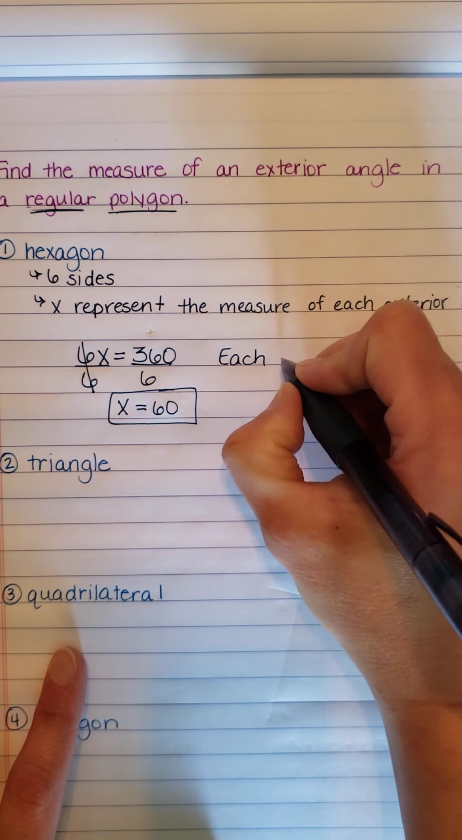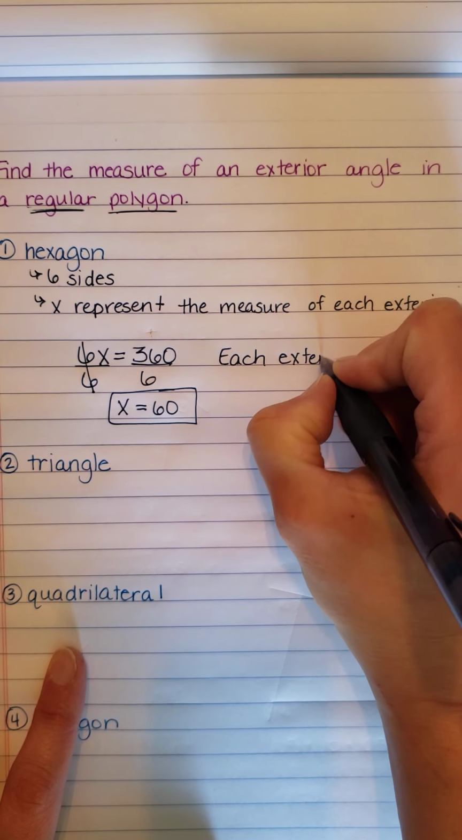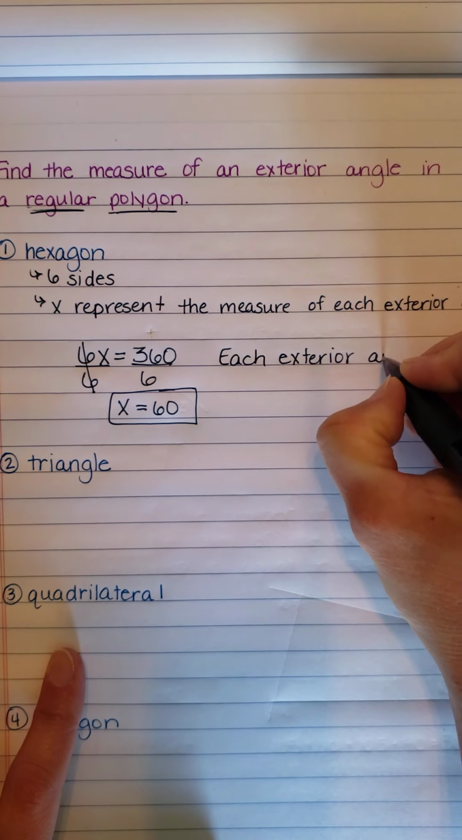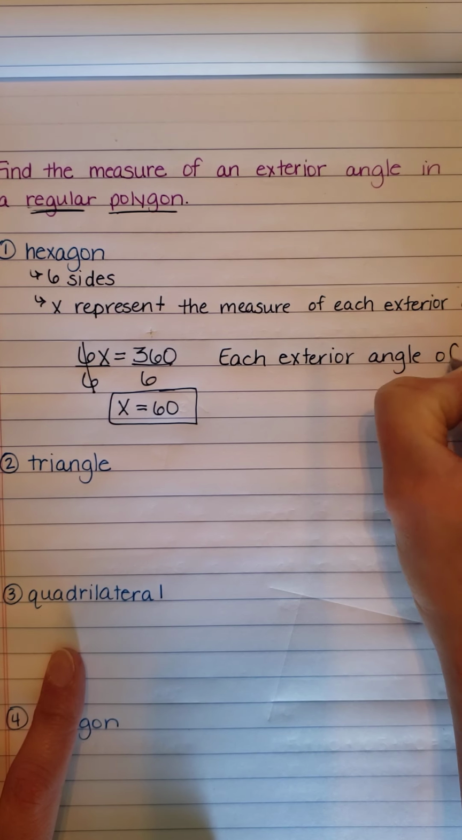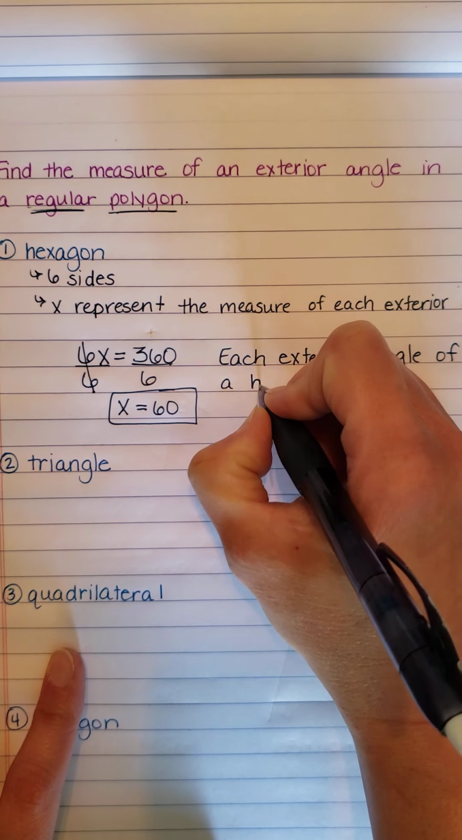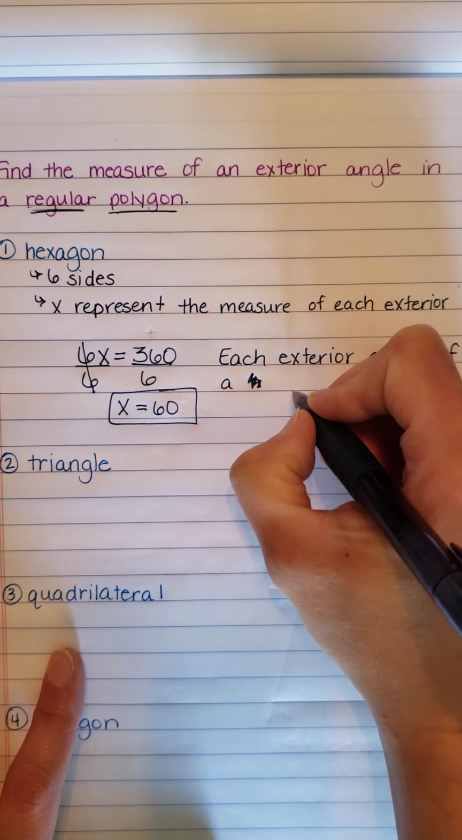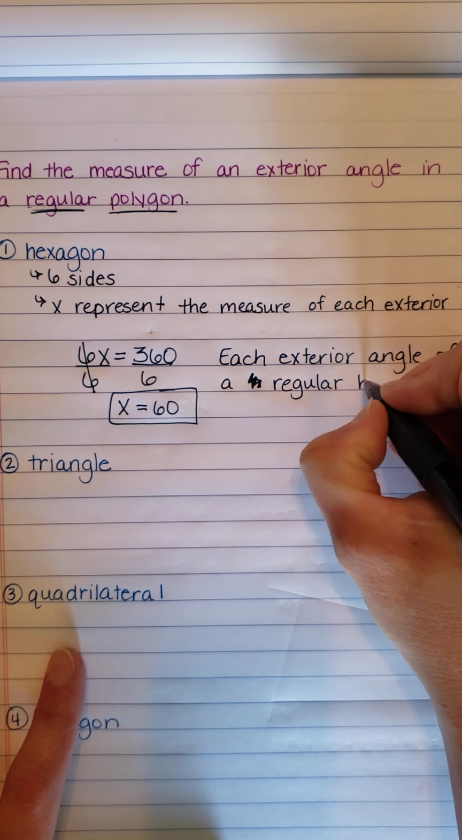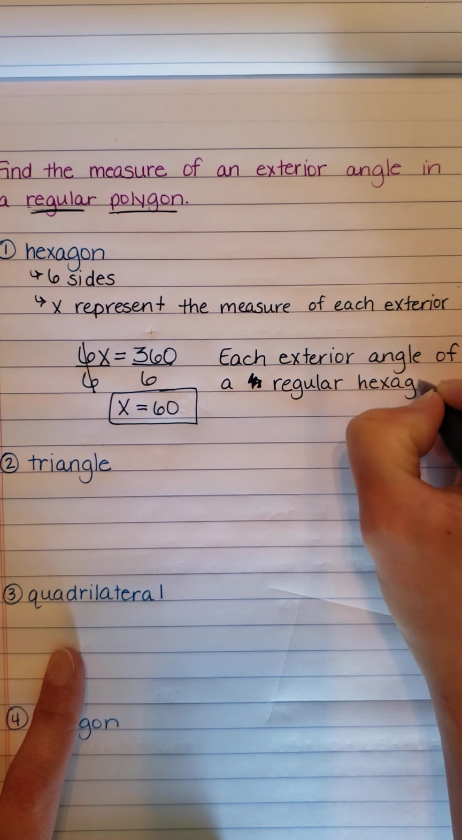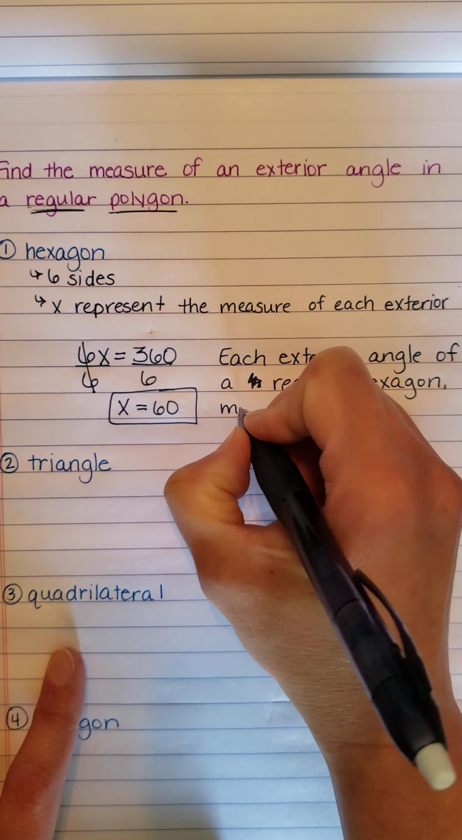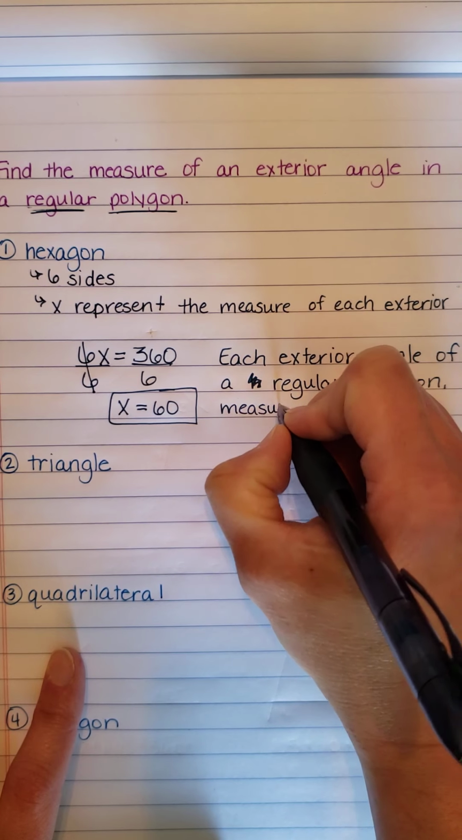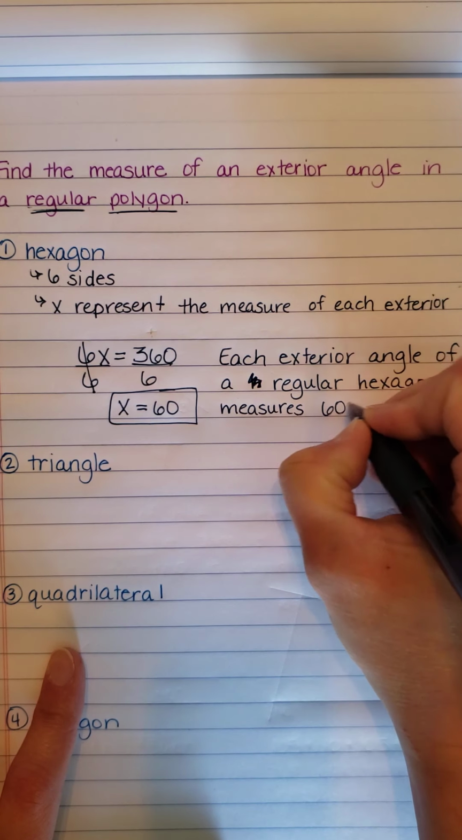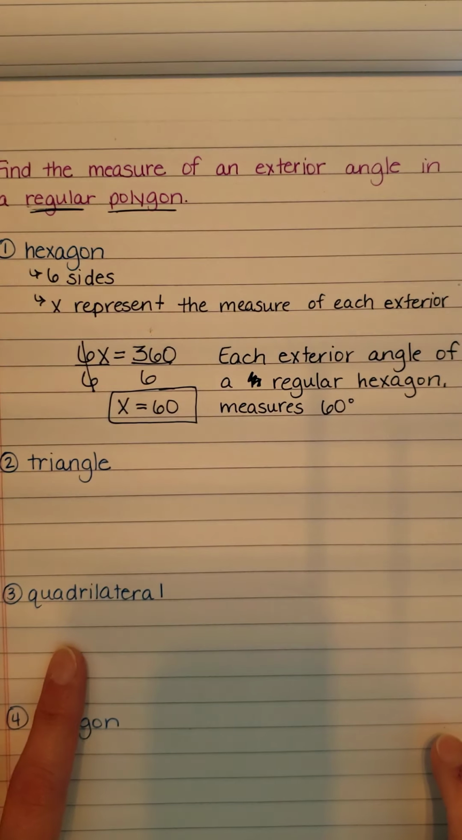So each exterior angle, I want to reiterate this, of a regular hexagon measures 60 degrees. All right.